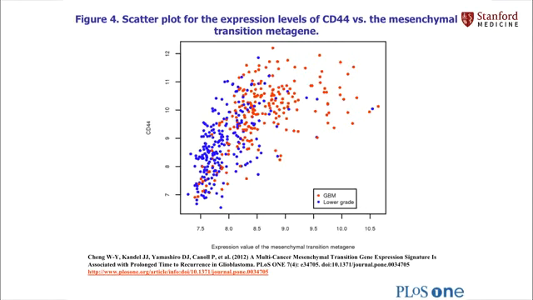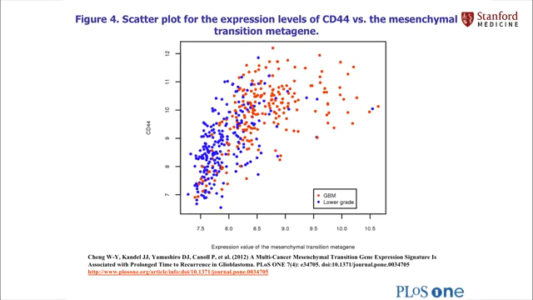This scatter plot is from a study that was looking at high-grade and low-grade brain tumors. The high-grade tumors are in red, the low-grade tumors are in blue. And the graph shows the correlation between expression levels of a particular gene, that's on the x-axis, and levels of the biomarker CD44, that's on the y-axis.